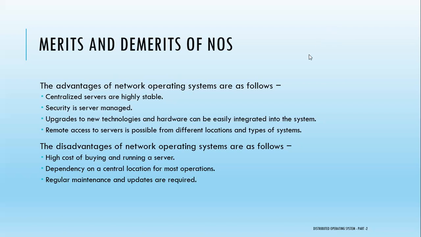The merits and demerits of network operating systems. The advantages of network operating systems are: centralized servers are highly stable, security is server managed, upgrades to new technologies are possible, and remote access to the server is possible. The disadvantages are the high cost of buying and running a server, dependency on a central location for most operations, and regular maintenance and updates are required.